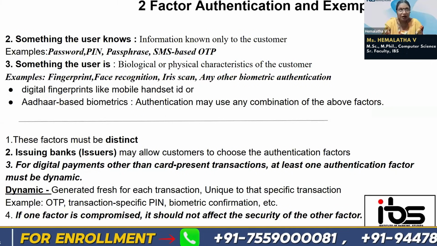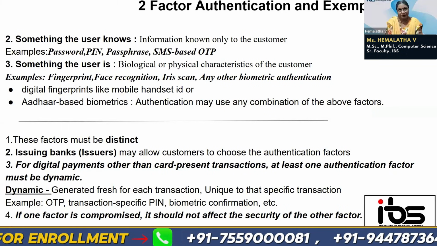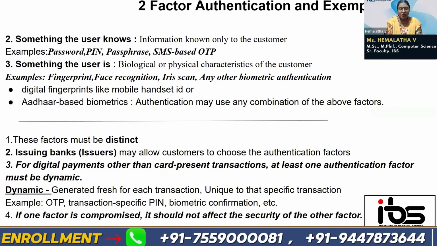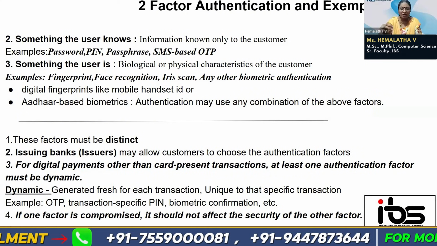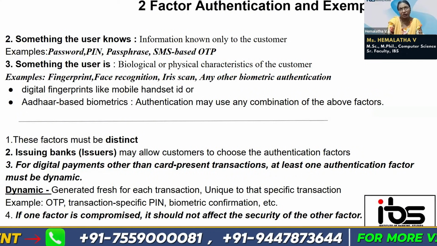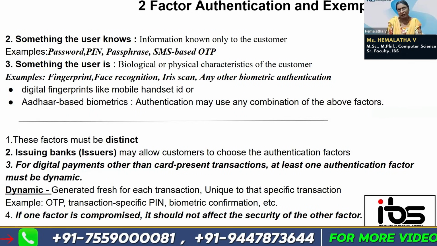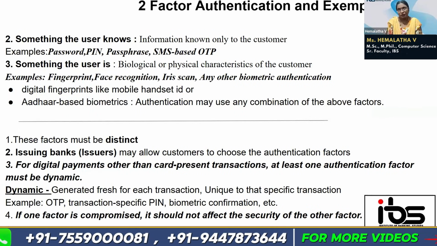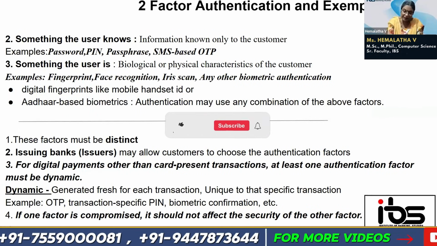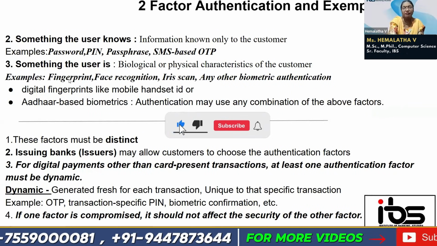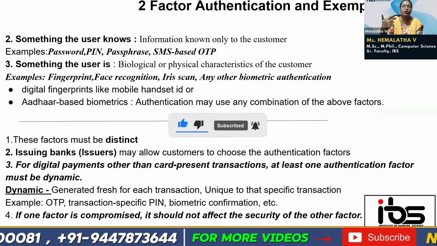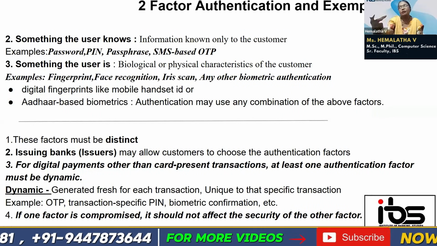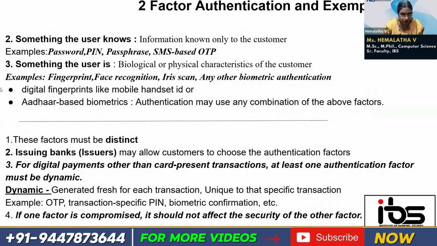And then the factors must be independent. See, the OTP and your PIN number are independent. They are not dependent on the other one. Your OTP is not dependent on your PIN number. So they should be independent factors, so that the validation of one factor is not affecting the validation of the other one. These are all new regulations RBI has given.